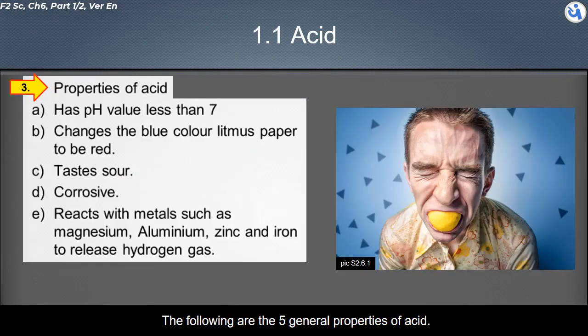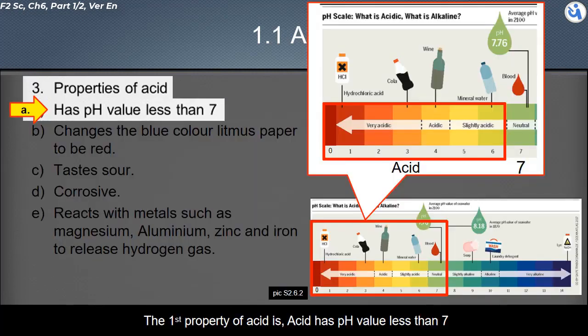The following are the 5 general properties of acid. The first property of acid is, acid has a pH value less than 7. The pH scale is a scale ranging from 0 to 14. It is used to measure how acidic or alkaline a substance is. A pH value less than 7 is acidic, a pH value equal to 7 is neutral, and a pH value more than 7 is alkaline.